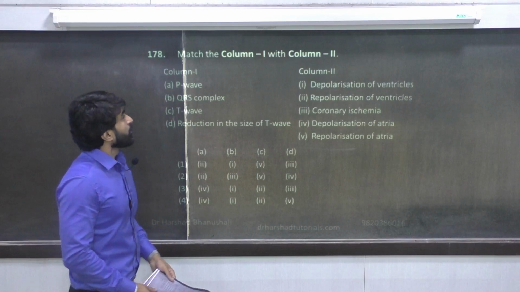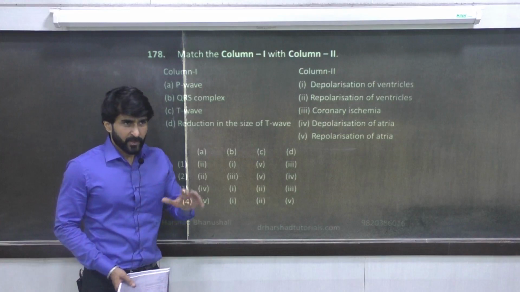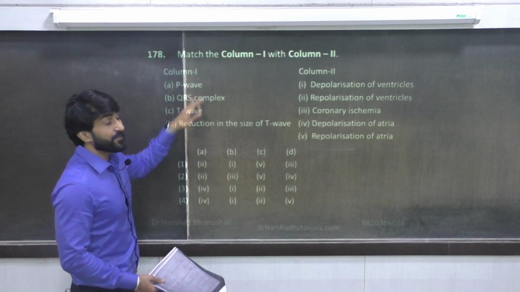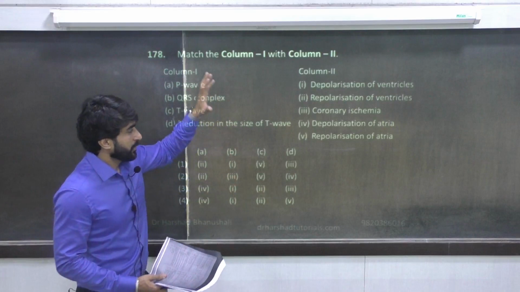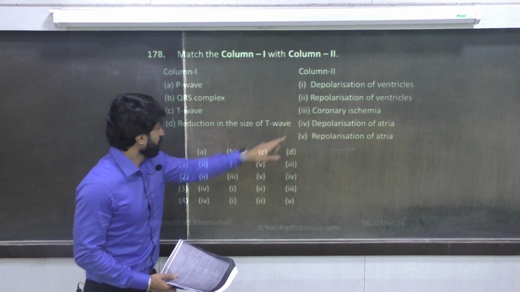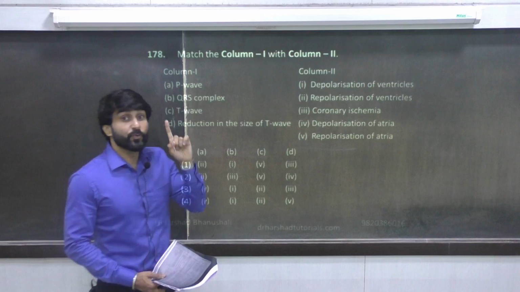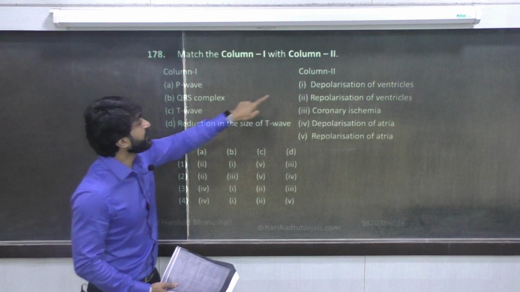Match the column. Hopefully the last one. Question number 178. Here it's an ECG question. An easy question, excepting one fact. P wave occurs during contraction of the atria, so depolarization of atria. So you have A4. QRS is during ventricular contraction, so depolarization of the ventricle. So you've got B1.